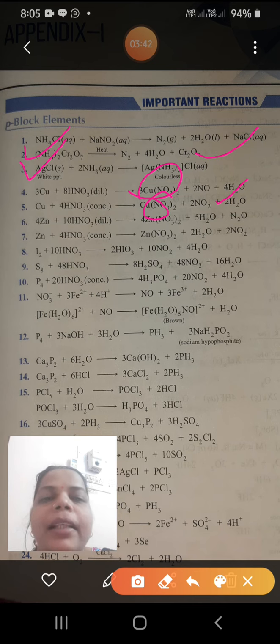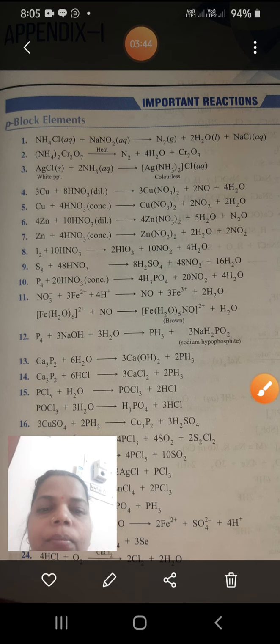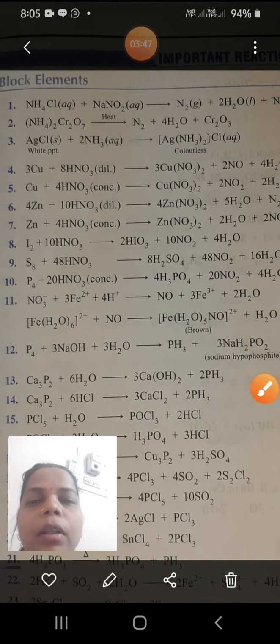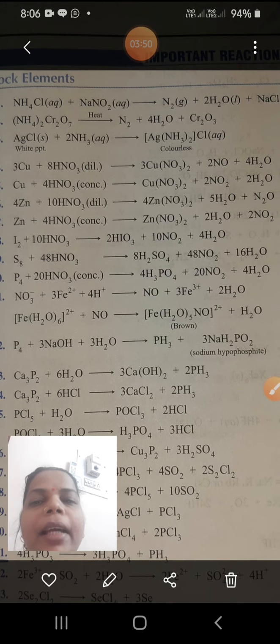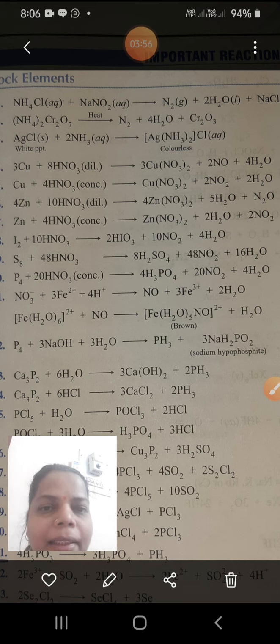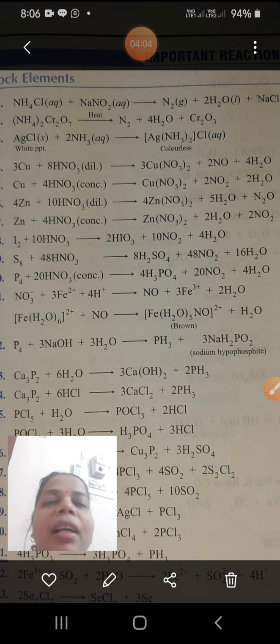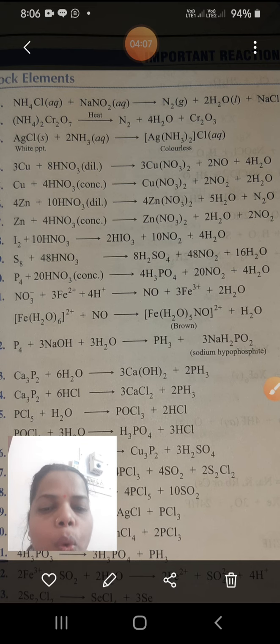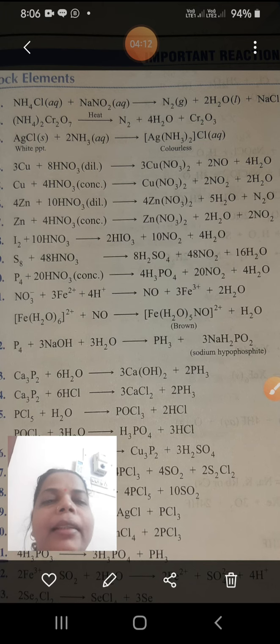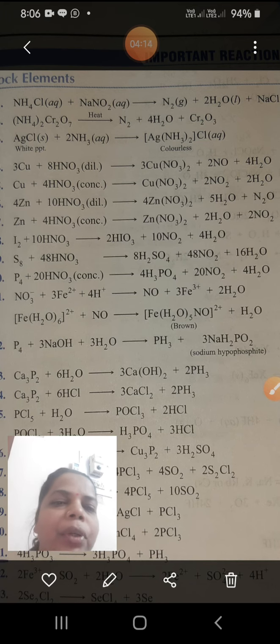Next, sixth equation is there. Sixth equation is again the reaction of metal with dilute and concentrated nitric acid. So we can see that zinc nitrate is formed and water is formed, and in case of dilute nitric acid N2O, dinitrogen oxide, is formed, and in case of concentrated nitric acid nitrogen dioxide is formed. So you have to keep in mind in which reaction what will be the byproduct. These two reactions are important.